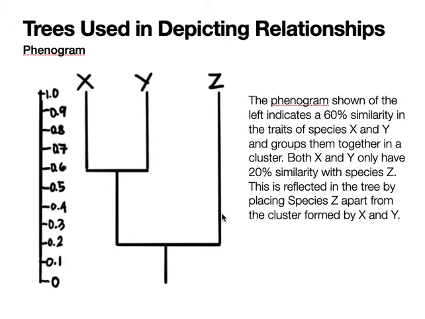How about for Y versus Z? Y versus Z, isa lang yung character trait nila na similar. That is why 0.2 lang sila. Okay? Between X and Z, also the same 0.2. That is why nasa 0.2 lang din sila.